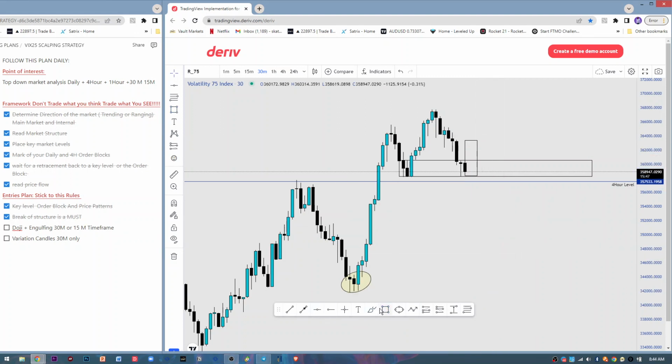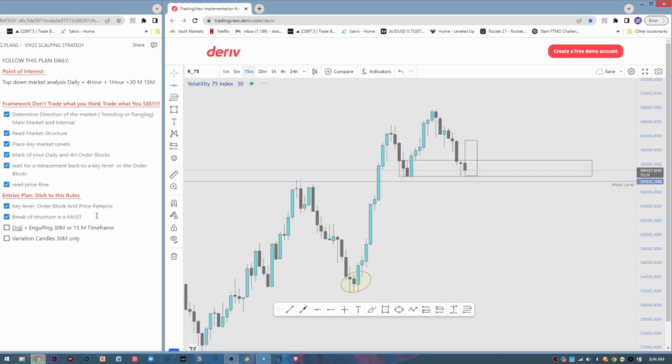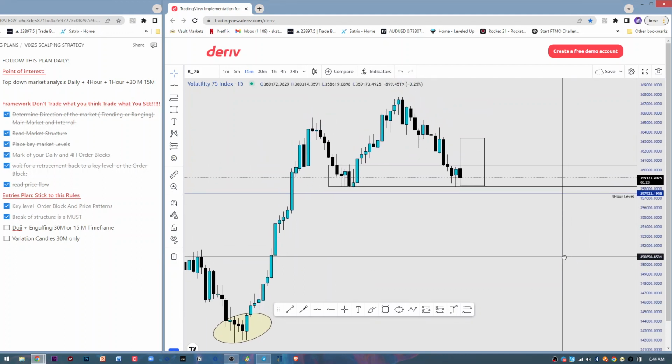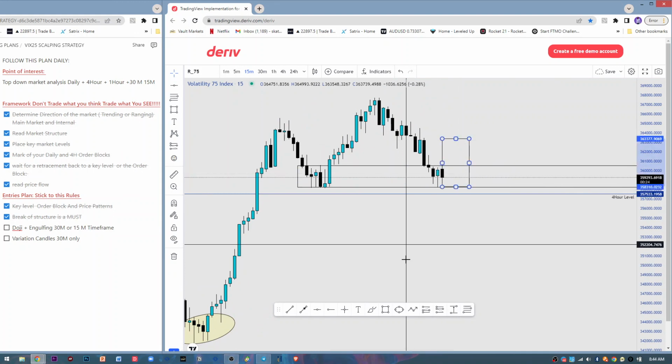As you guys can see, I also wrote it: doji and engulfing on 30 minutes or 15 minutes. That is what we must wait for, or our variation candles only on 30 minutes. So let me just scale down to 15 minutes and see if we got any. Okay, we have a doji right here. We have a doji on our 15-minute.